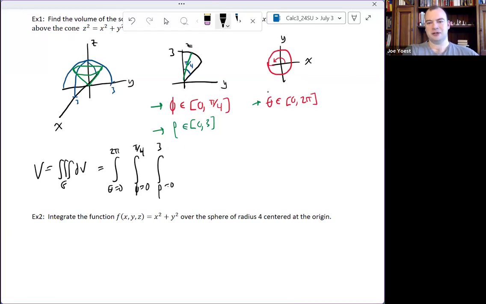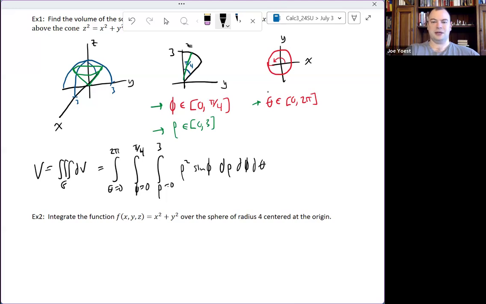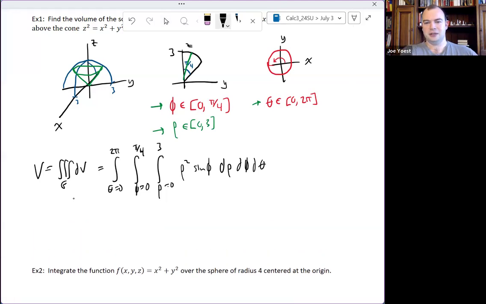Now, we do have to be careful here. We're not just integrating d rho, d theta, d phi, but rho squared sine phi, d rho, d phi, d theta. Now, I do notice that neither the integrand nor any of the bounds of integration depend on theta. So the theta integral is just going to give me 2 pi. I also note that neither the bounds on phi or rho depend on the other variable, and the integrand is the product of some stuff with rho times some stuff with phi.